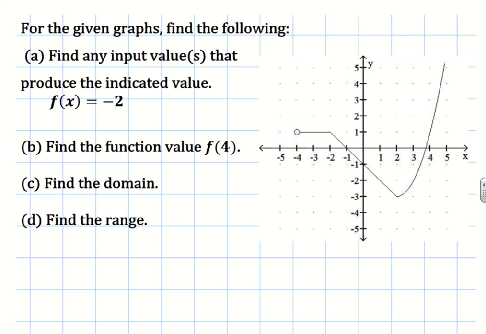We have another graph here, but this time f of x is equal to negative 2. We approach this the same way as we did the last two. We're going to go to the y-axis and look at negative 2, which is here. And we're going to check. We have 2 locations. So x is going to be 1 and 3.